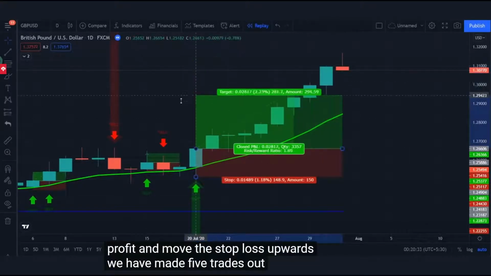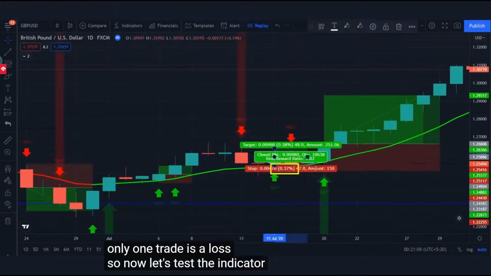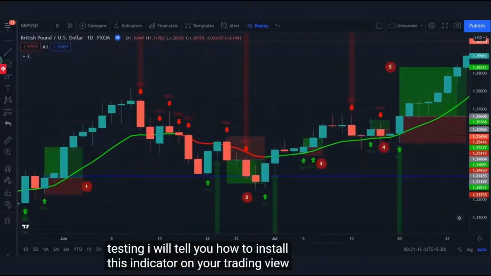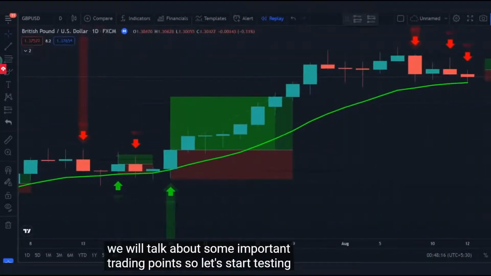We have made 5 trades, out of which only 1 trade is a loss. So now let's test the indicator. After testing, I will tell you how to install this indicator on your TradingView, and we will talk about some important trading points. So let's start testing.